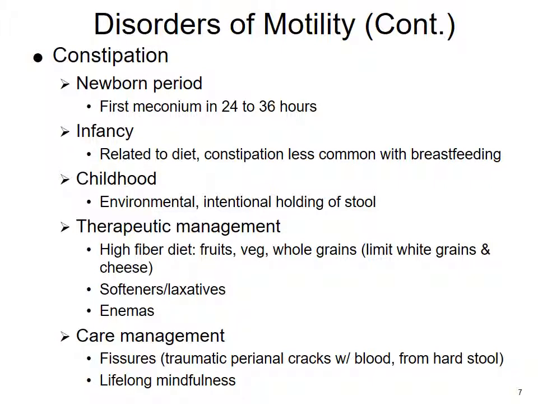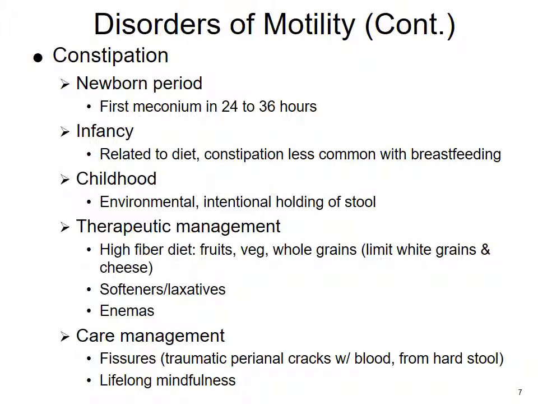Childhood constipation can be environmental. It can have to do with what they're eating. It can have to do with their environment. Sometimes they are intentionally holding their stool. Maybe they don't want to go while they're at preschool. Maybe they only want to go where they're at home. Maybe they don't want to be helped in the bathroom by the babysitter. Maybe they only want mom or dad.